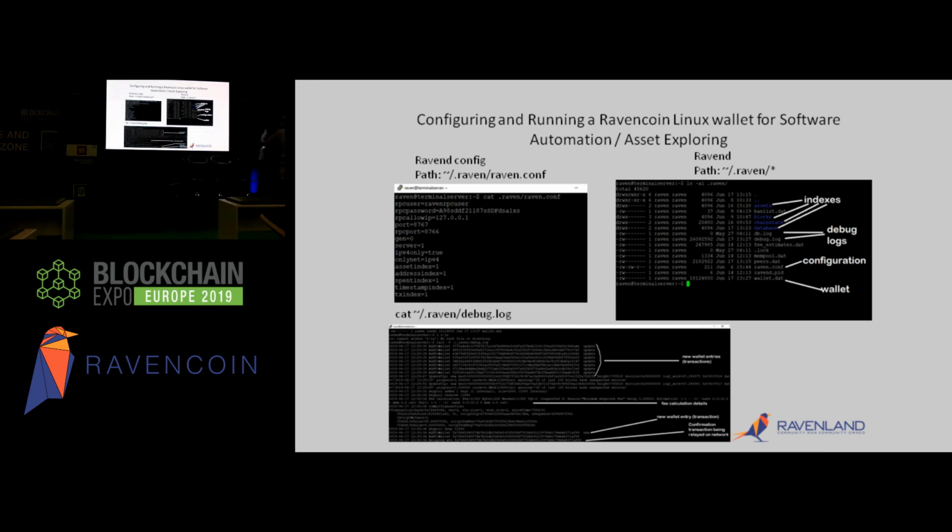Configuring and running a Ravencoin Linux wallet. For those that want to know more, and perhaps might want to experiment themselves, this slide is for you. As you can see at the bottom there, that's what the Raven debug log looks like. It tells you what's going on in the wallet. At the top there is the actual configuration for the wallet. So when we actually run the Raven daemon, that's the thing that gets loaded. You can actually pass them as a parameter in the command line.